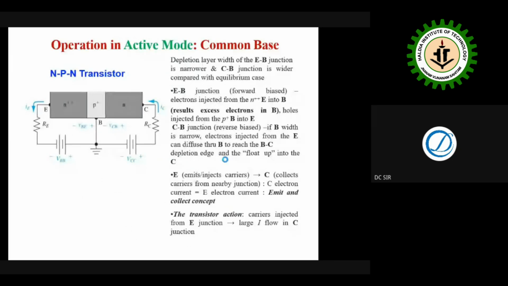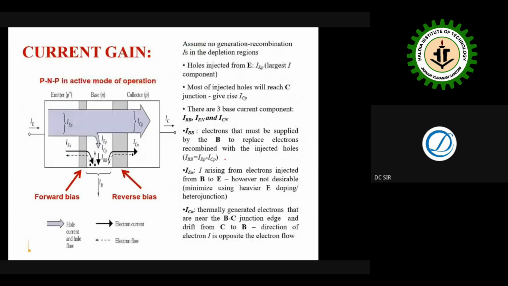This is the circuit diagram. The figure is the same as in the previous discussion. Here we assume no generation or recombination in the depletion region. Holes injected from E, the emitter, give IEP, the emitter current due to the hole, which is the largest current component.